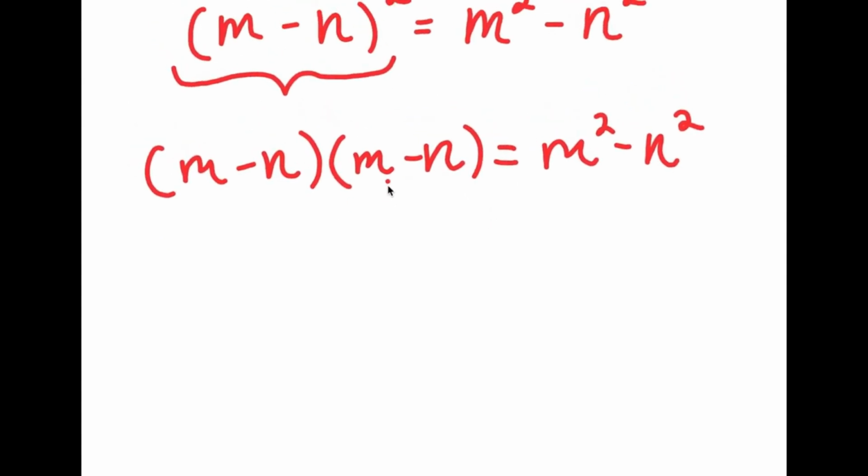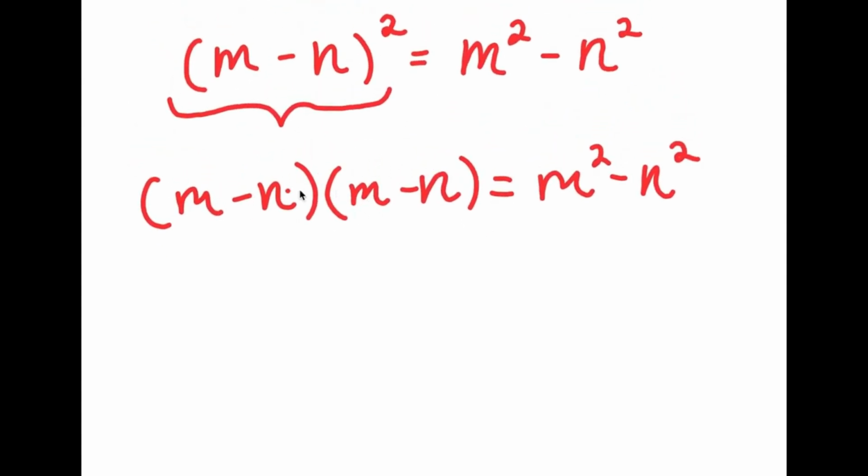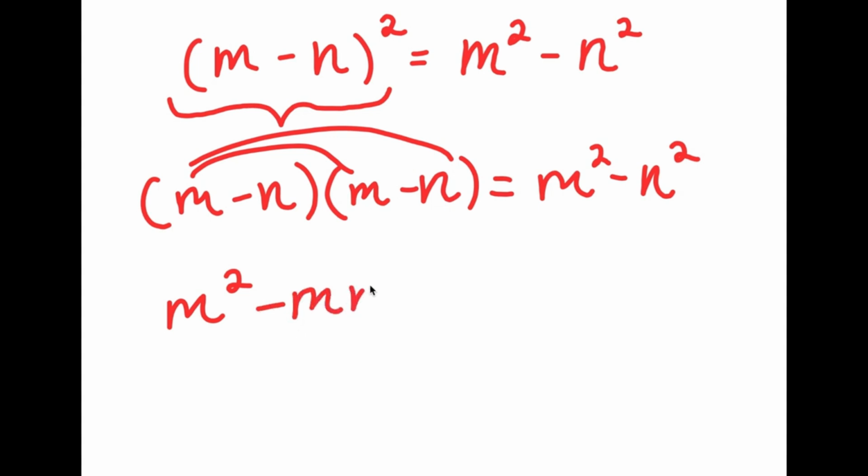Now from here, I'm going to expand this by multiplying these two. So to multiply these two, I'm going to first start by distributing the m. M times m is m squared. M times negative n is negative mn. Now I'm going to distribute the negative n.